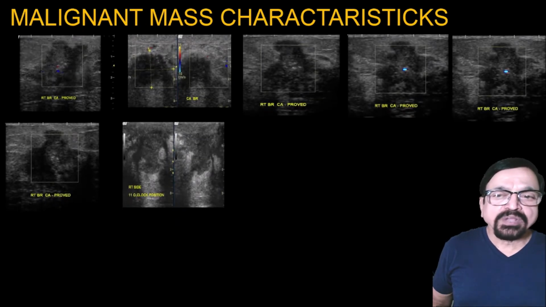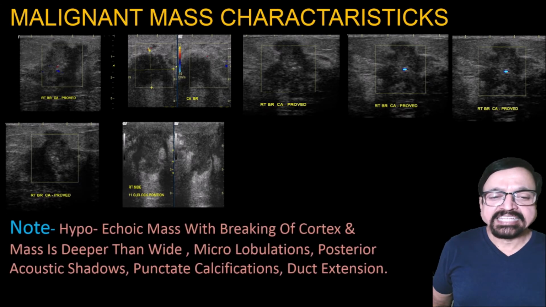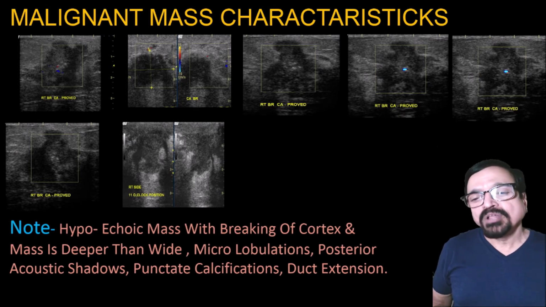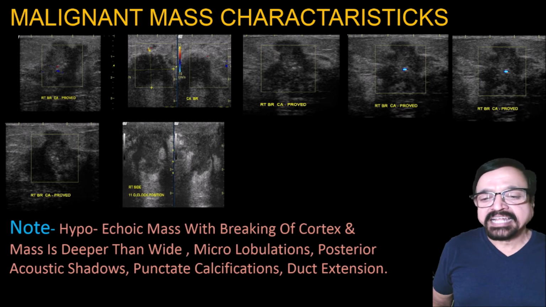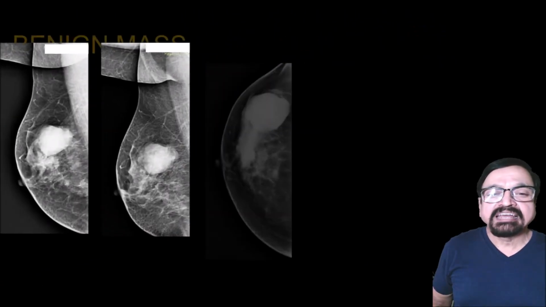Now these are a few more examples, very classical. They are all proven cases. Irregular, hypoechoic, breaking of the cortex, mass deeper than wide, microlobulation, posterior acoustic shadowing, punctate calcification, and duct extension are the characteristics of malignancy.